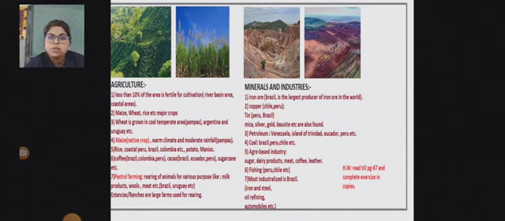Now let's move on to the industries. There are various agro-based industries in South America. Agro means agriculture based, such as sugar, dairy products, meat, coffee, leather, etc. Talking about fishing, fishing is again a major occupation practiced by the people of South America, especially in places like Peru and Chile.